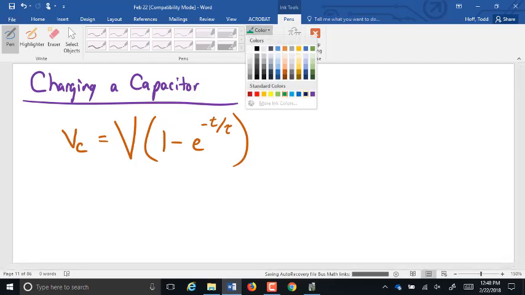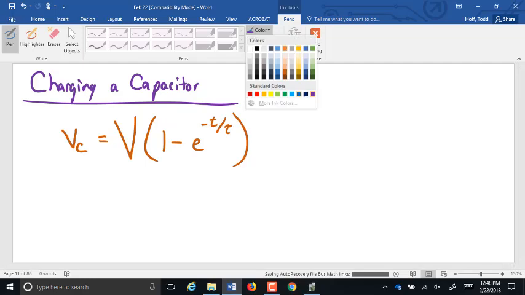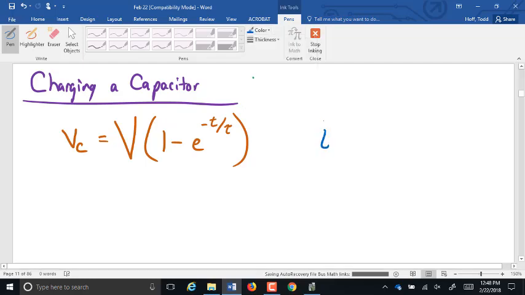How would we find the current that is flowing into the capacitor? Any idea? There you go. It's the same formula, we just have V over R.